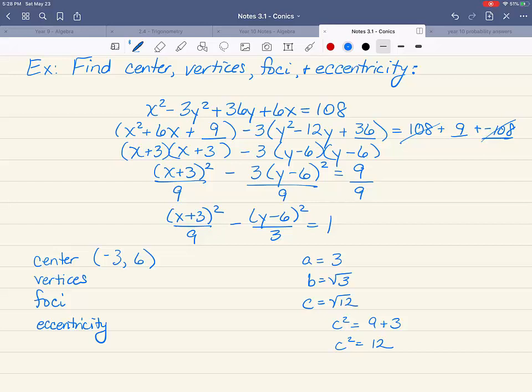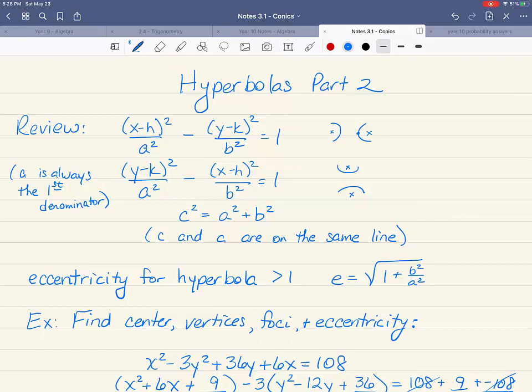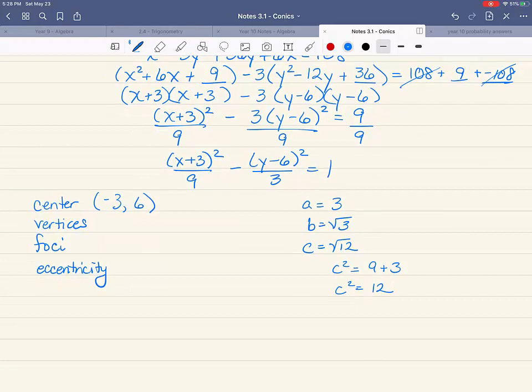It's up to you. Okay, now, how many vertices does a hyperbola have? It only has 2. The vertices are here and here, and that is A units from the center based on the direction of opening. Now, because this one has x as the positive fraction, this one does open left and right. So we are going to add the A value. We add it to the x coordinate because it's under the x. So that's going to be negative 3 plus or minus 3 comma 6 for the vertices.